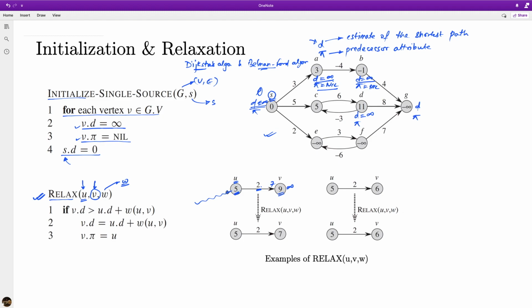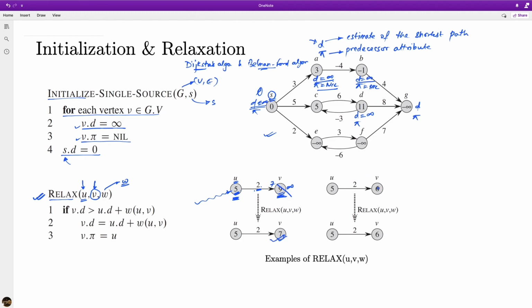This process of looking at the shortest path estimate of a node U that connects to my node V, and updating the shortest path estimate for V by looking at the shortest path estimate of my previous node, is what the relax operation does. So here 5 plus 2 is 7, so the shortest path estimate for V updates from 9 to 7.